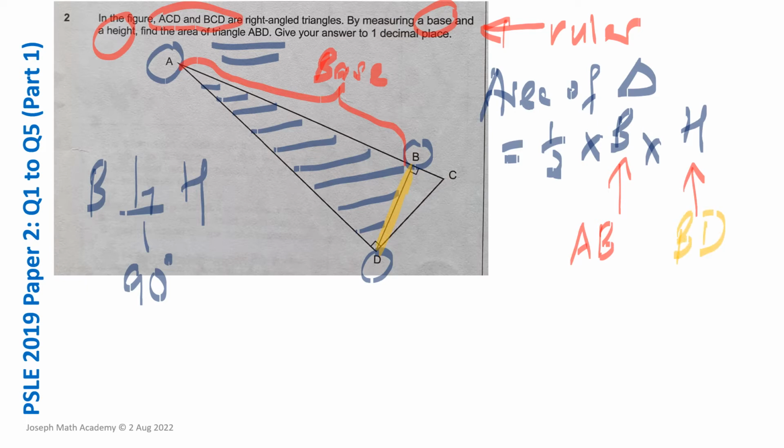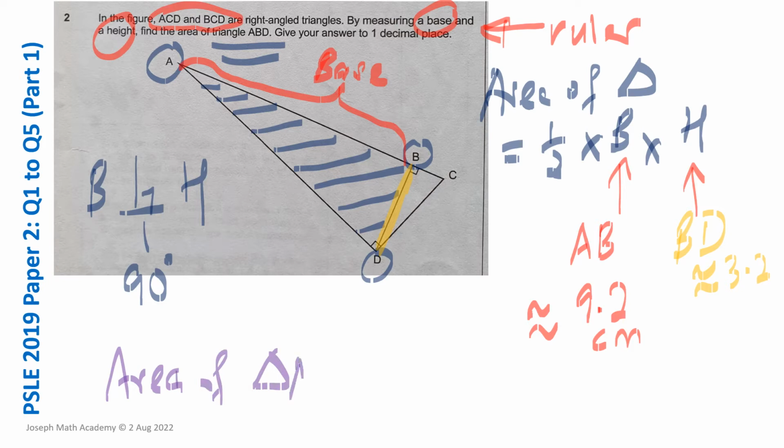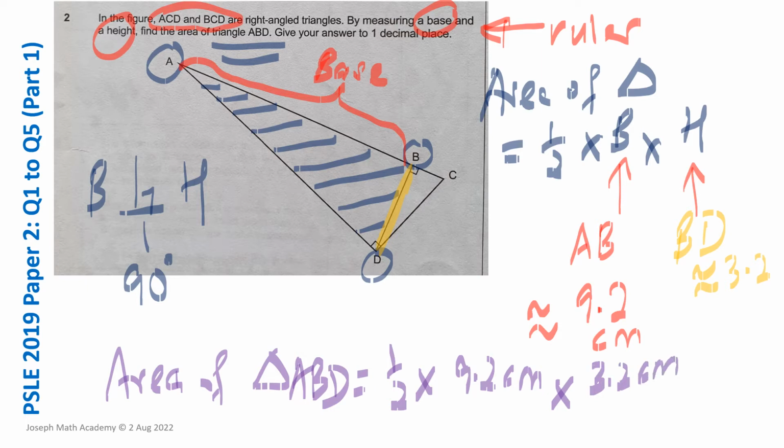If you use your ruler to measure your worksheet, AB is approximately 9.2 cm. All right, it's about 9.2. Then BD is approximately 3.2 cm. Now applying the formula using our calculator, area of triangle ABD is half times base times height. So half times 9.2 cm times 3.2 cm.